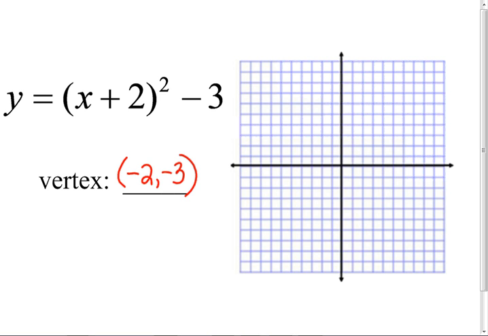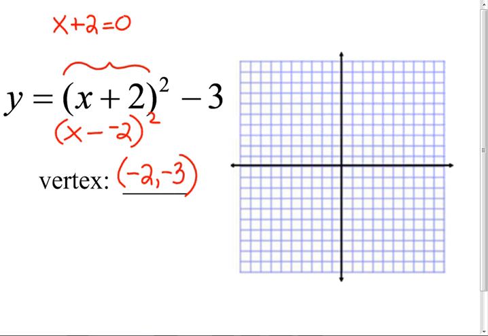Okay? How is it negative? Remember, I want this to be the lowest point on my graph, so x plus 2 has to be 0. What makes it 0? The other way to think of it, it's x minus the h, so it'd be x minus a -2. Okay, so let's graph that.